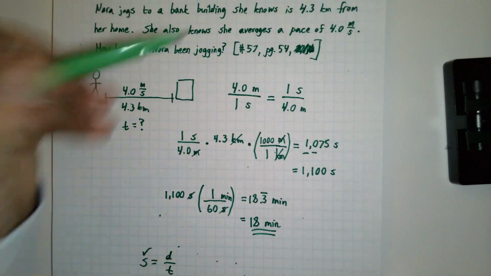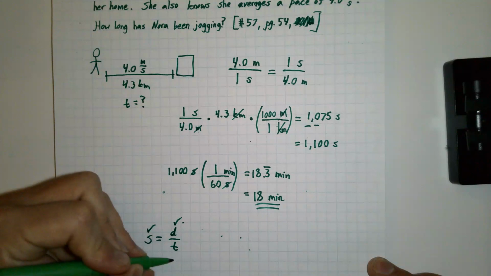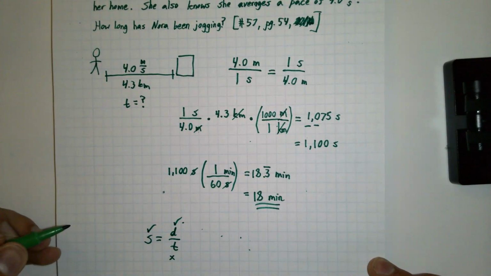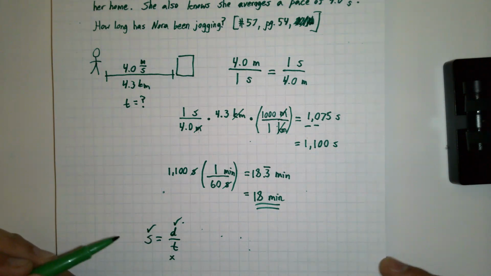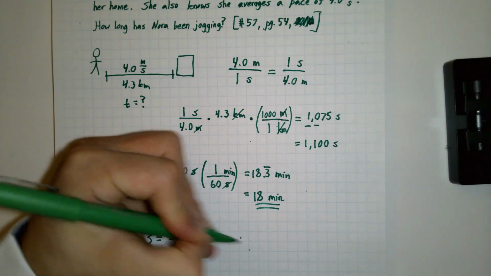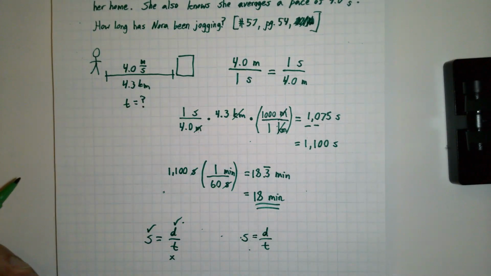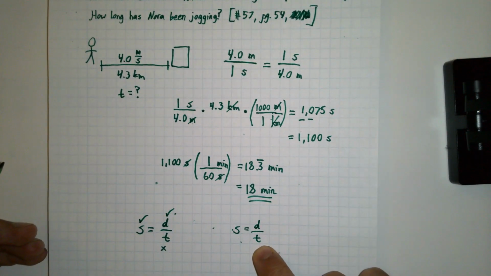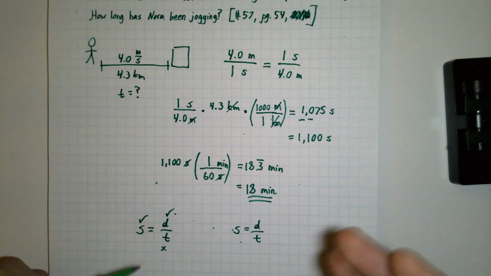I know her distance as well. That's my 4.3. What I don't know is the time. I don't know time. So I can transform this equation and solve for time. If I solve this equation for time, what will I have? Well, I'm going to rewrite this as S equals d over t again. Solving this equation for time, I need t by himself, right? Well, right now, t is below distance. I need to get him on the top side of our equation.